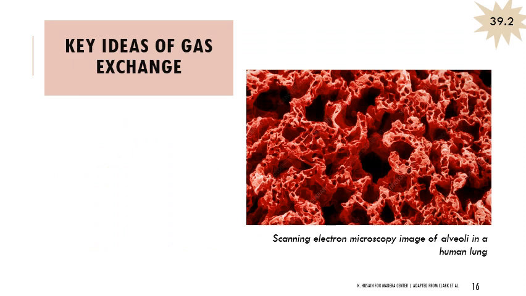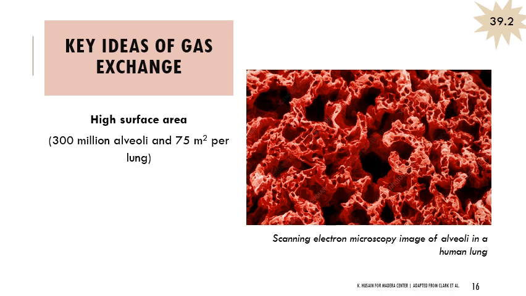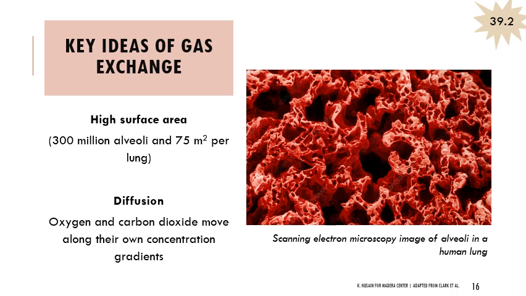So when we're thinking about gas exchange, there's a couple of things that we have to keep in mind. One is the idea of surface area. I mentioned surface area to volume ratio a few slides ago. In each lung, we have about 300 million alveoli and 75 meters squared of surface area. So that's a ton of space. Obviously, it's condensed and wrapped around those air sacs, but that's really important for diffusion to occur. And remember that diffusion is a passive process, that oxygen and carbon dioxide are moving along their own concentration gradients.